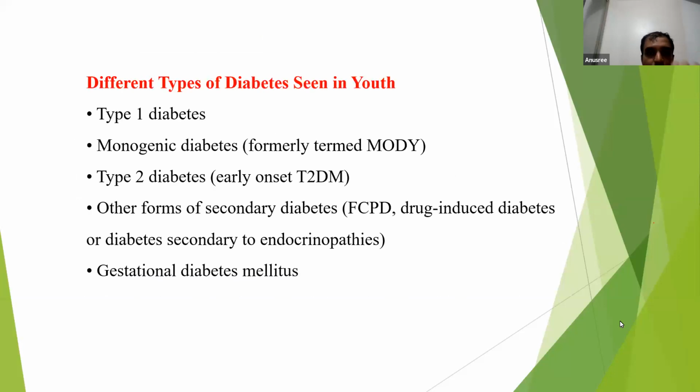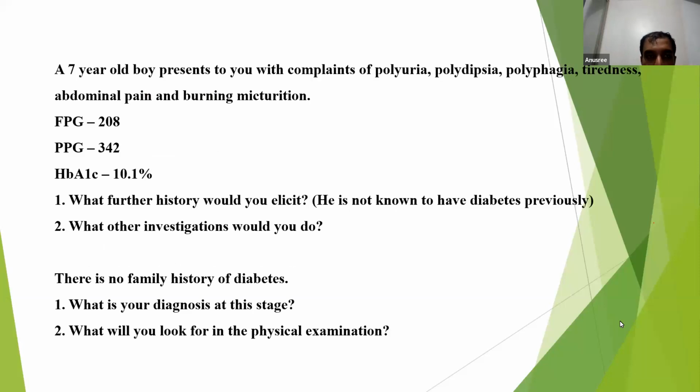So classification of diabetes: it is broadly classified as type 1, type 2, other specific types of diabetes, and GDM. And these are the different types of diabetes which we see in youth. This is very difficult to differentiate, so I have made some case scenarios which will help us identify this: type 1, monogenic diabetes, type 2 diabetes, and other forms, on which I will briefly speak about FCPD. Type 1 is not that confusing, but monogenic and type 2, which is early onset type 2, is a bit confusing.